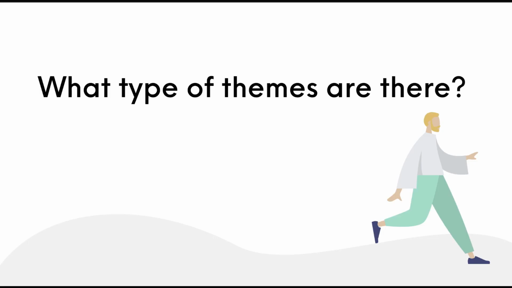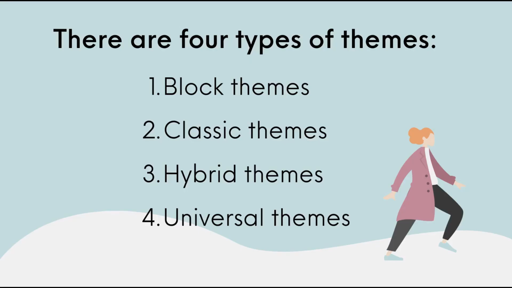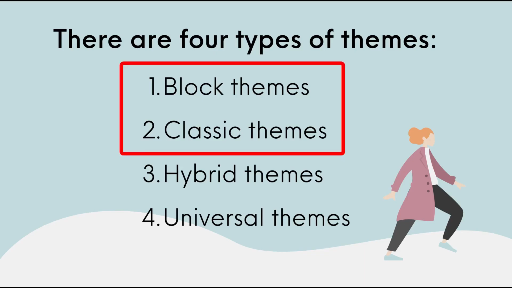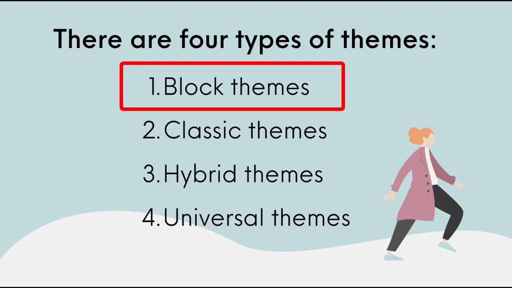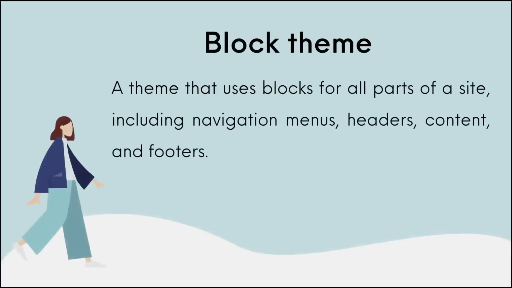You might be asking, what type of themes are there? There are 4 types of themes to take note of: block themes, classic themes, hybrid themes, and universal themes. It might be helpful to mention that block themes and classic themes are most commonly used, and that block themes are the future of WordPress. Let's then start by looking at block themes.